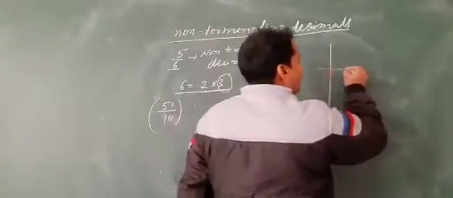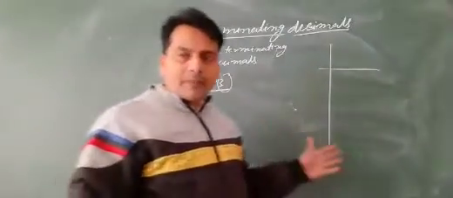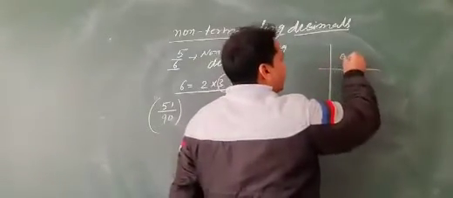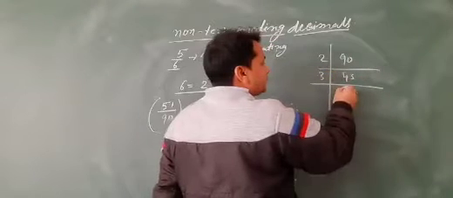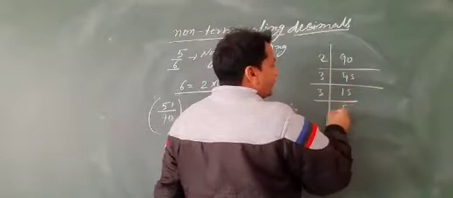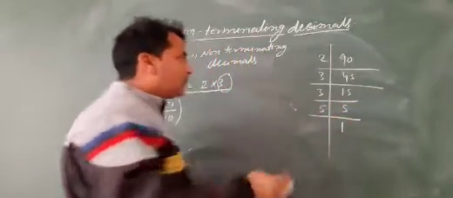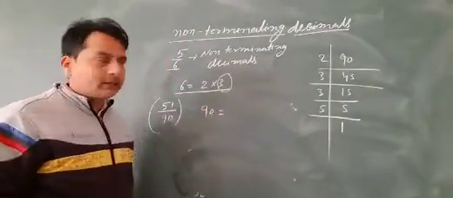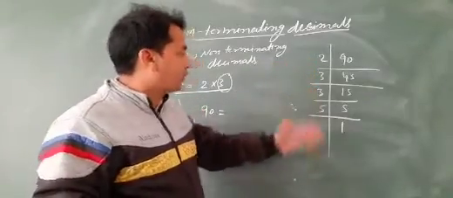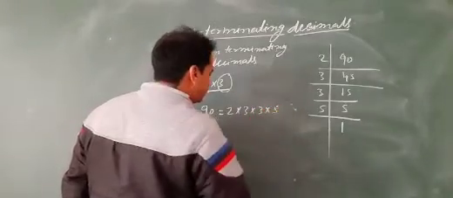First of all, we will calculate the prime factors of the denominator 90. Then 90, then 45, then 15, 5, 5. Then the prime factors of 90 are 2 into 3 into 3 into 5.